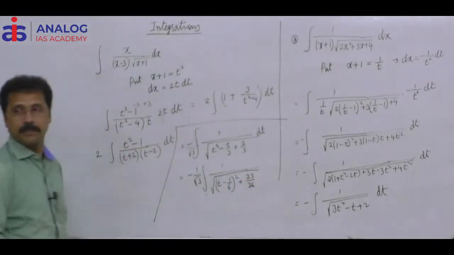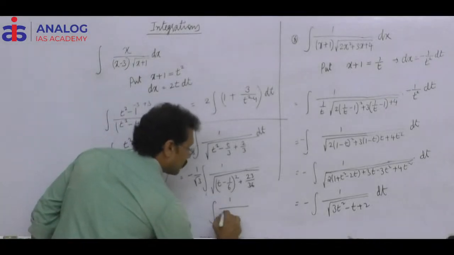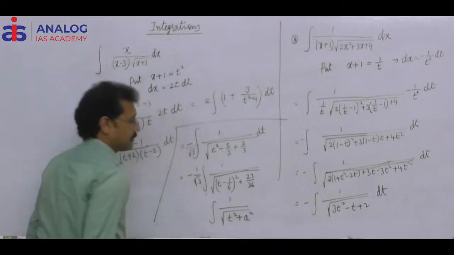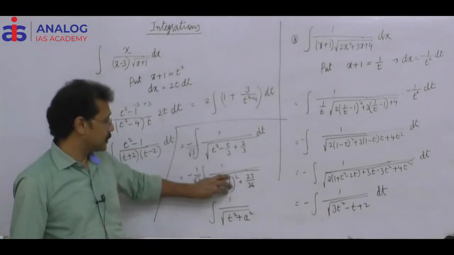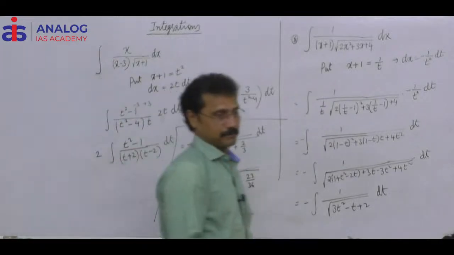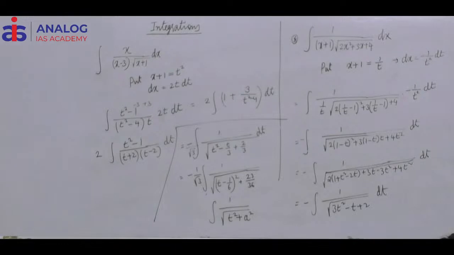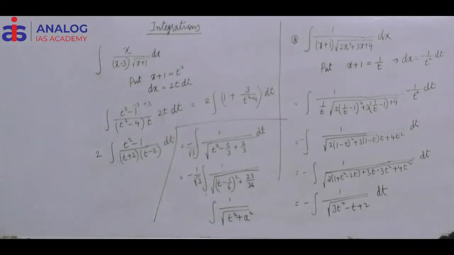This is in the form of 1 by root of t square plus a square. Can you see that? This entire thing is t square plus this entire thing is a square. Apply the corresponding formula. Now very few questions are of this variety, but we should know it. That's the idea. Okay, that's it. That's about integrals.